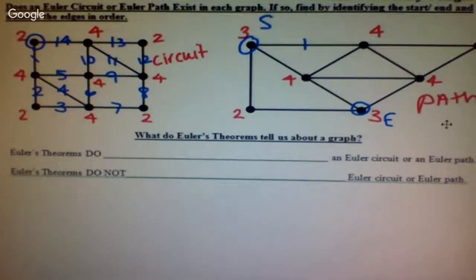Go left. Go down to the left. No, I didn't say that. Go right. It doesn't matter, but I want you to go right. Okay. Here's 2.